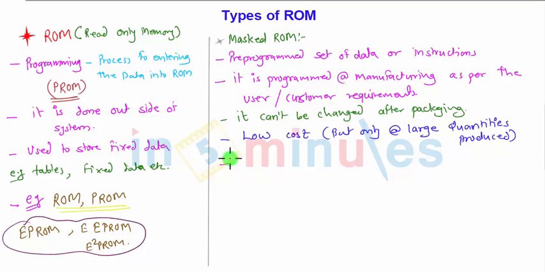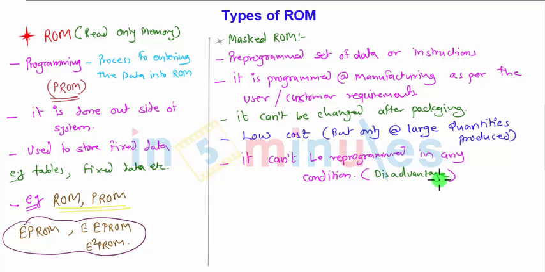So if the manufacturer has made the masked ROM and thereafter there is a change of programs or some application has been changed and some part of the data is to be changed in the ROM, then it is not possible. Even if a single bit of data is to be changed, you have to manufacture the ROM again. So that is the biggest disadvantage. It can't be reprogrammed in any condition. So these are the masked ROMs.